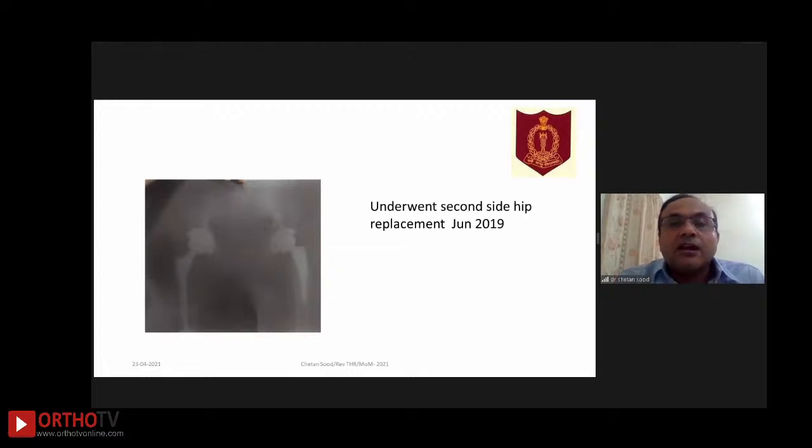He's happy. Anyway, in 2019, he comes back for his other hip, and I did that and equalized his leg length. That's in June 2019, approximately a year after we revised him.